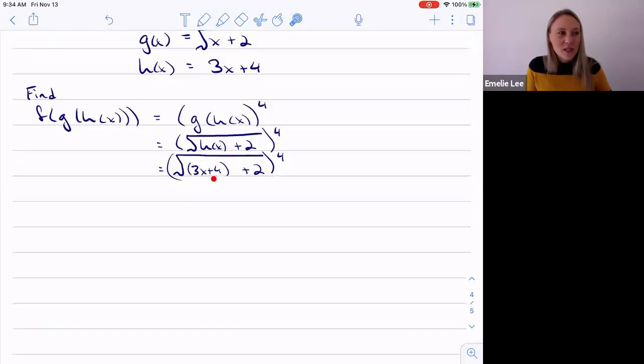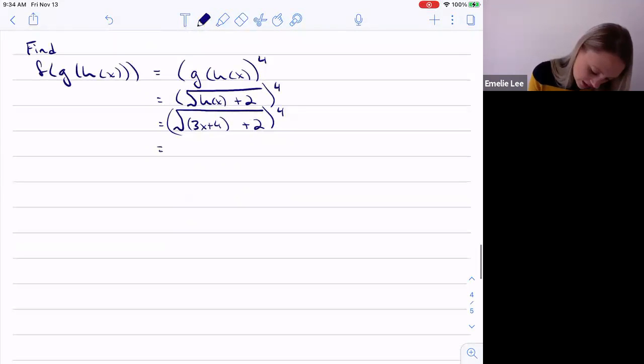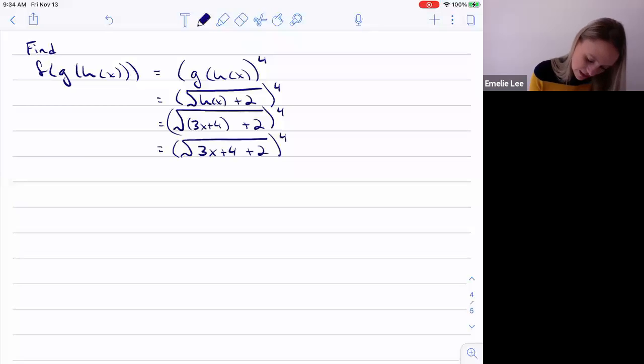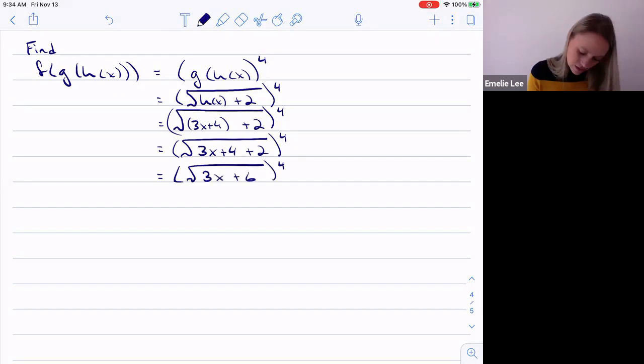Keeping the 3x plus 4 all as one piece, until you can be sure to remove the brackets safely. So now we've got, I'll keep this root here, 3x plus 4 plus 2, being really careful before I start combining things here. So now I've got the root of 3x plus 6 to the power of 4.